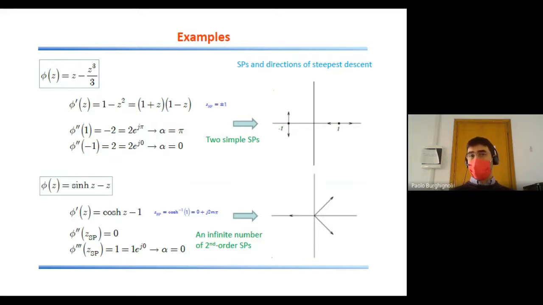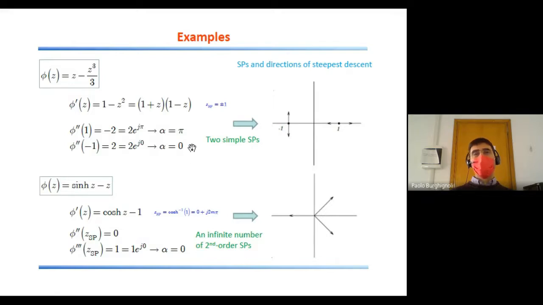Let us evaluate the second derivative. At the point 1, the second derivative is equal to minus 2, which can be represented as 2 times e to the j pi. So in this case, alpha, the argument of the second derivative, is equal to pi. Whereas the second derivative at minus 1 is equal to plus 2, therefore its argument is 0, and alpha in this case, therefore, is 0. This gives us the directions of steepest descent.